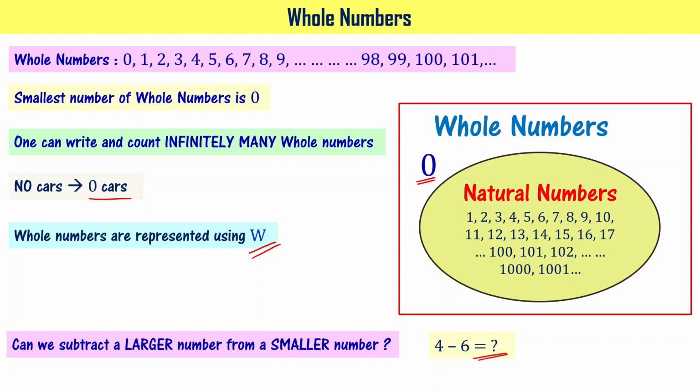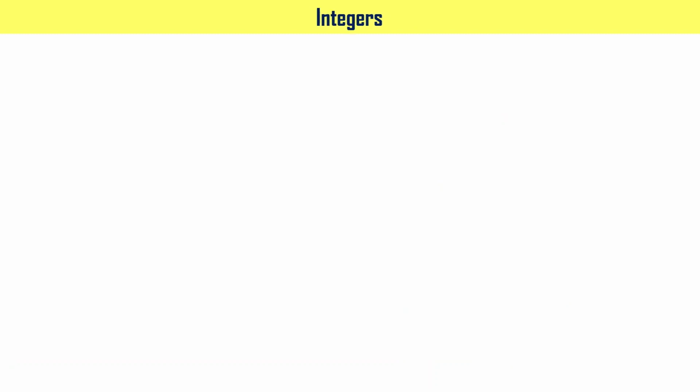If you know only natural numbers and whole numbers, you will not be able to answer this question. But since you are already in 9th standard, you know that 4 minus 6 is minus 2, right? So minus 2 is not part of whole numbers, right? For that reason, later on, people must have come up with integers that include negative numbers also.